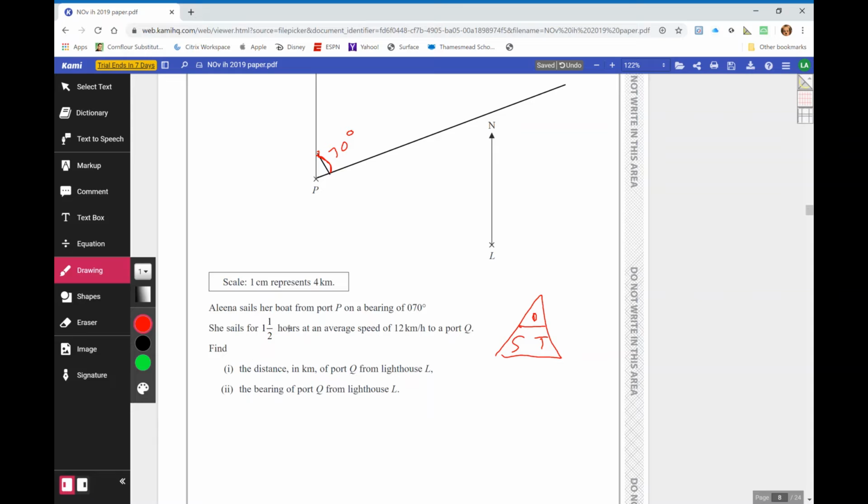She sails for 1.5 hours, and this is her speed. So in an hour she does 12. In an hour and a half she's going to do another half of that. So that's going to be 18 kilometres. So 1.5 times 12 equals 18 kilometres. So 18 kilometres along here.